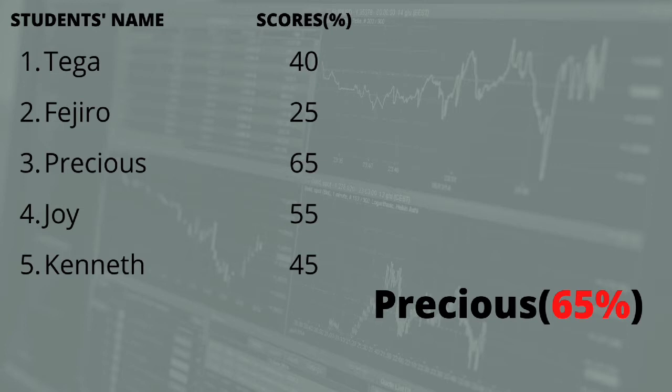Then what if you are told to look for the lowest score, the person with the lowest score? That's 25%. It belongs to who? 25% belongs to Fejiro.